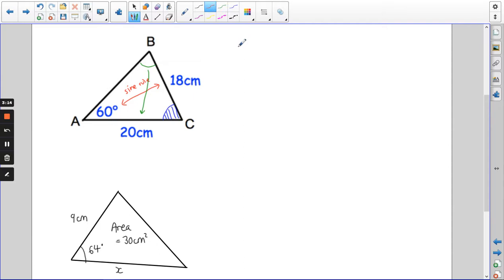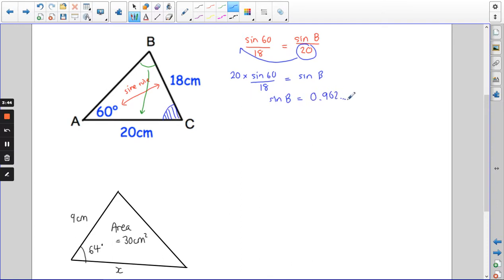Let's make our fractions for the sine rule. So we've got sine 60 over 18, because they're a pair, equals sine B over 20, because they are a pair. We move the 20 up and over, and so into your calculators, if you type 20 times sine 60 over 18, that'll give us sine B. If you type that in, you should get 0.962.